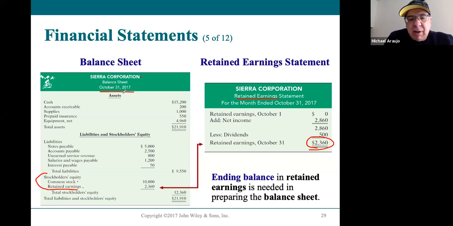Balance sheets always start with the assets of the company. Assets of the company are the resources that are owned by the company. They usually use those resources to sell their products or services, whatever type of business they're in. These are very specific asset accounts that you have to be familiar with.